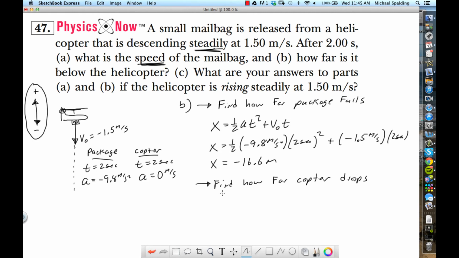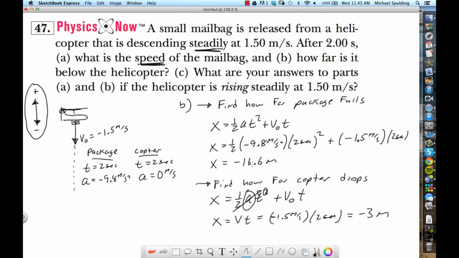The next thing we got to do is find out how far the helicopter drops. And the helicopter's moving at a constant velocity, which means it has zero acceleration. So if you use the same motion equation, what's the acceleration of the helicopter? Zero. It's not accelerating, so that's going to be v times t. So this is going to be 1.5 meters per second times 2 seconds. So the helicopter, oh, that's negative. The helicopter drops 3 meters.